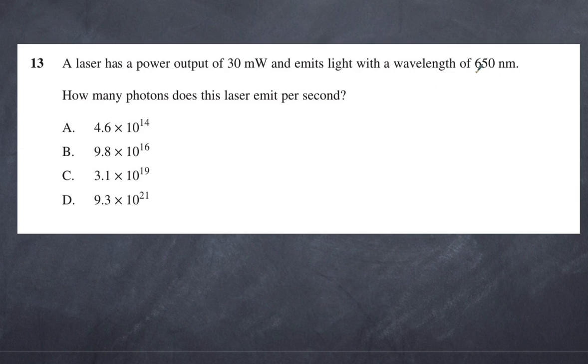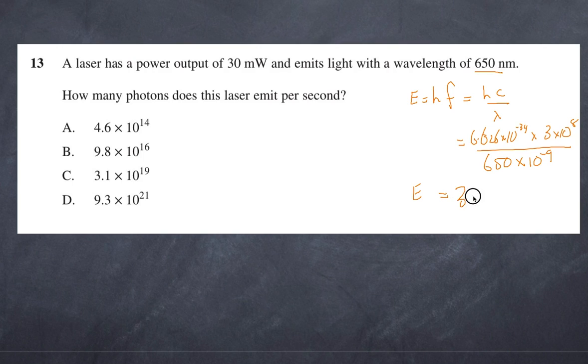The first thing we need to determine is the energy value. Now the energy is equal to hf, but we don't have f, we have wavelength, so that is equal to hc over lambda. Now the energy therefore is 6.626 by 10 to the power of negative 34, multiplied by 3 by 10 to the power of 8, which is the speed of light, and on the bottom we have our wavelength, which is 650 nanometers, so we multiply that by 10 to the negative 9, and therefore we get an energy of 3.06 by 10 to the power of negative 19 joules.